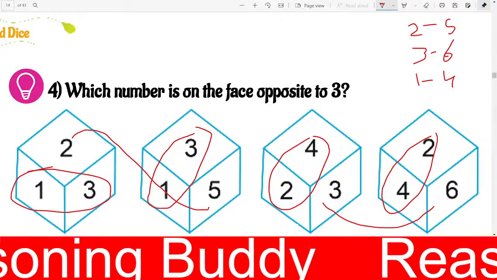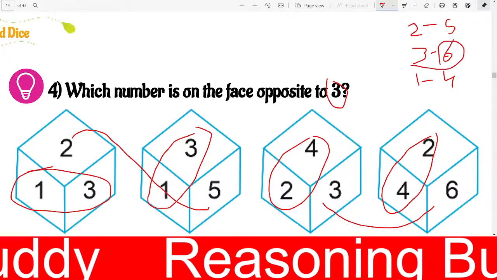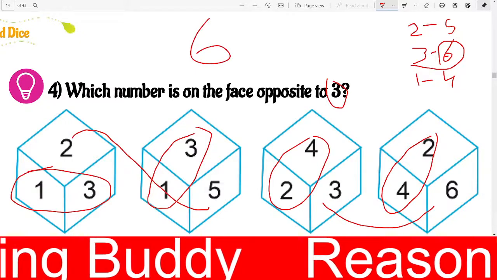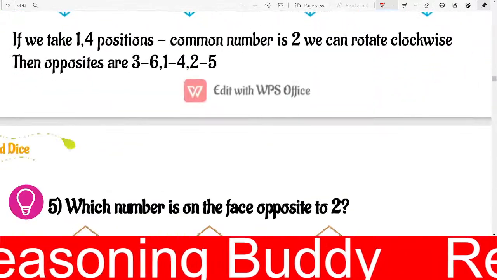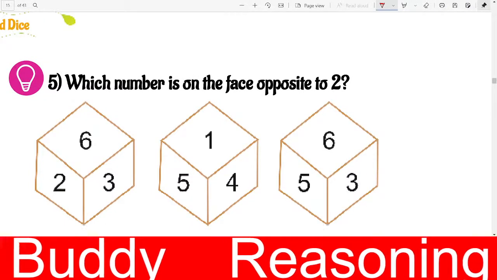So in the question they ask for 3. What is the opposite side of 3? That is 6. So the answer is 6, right?